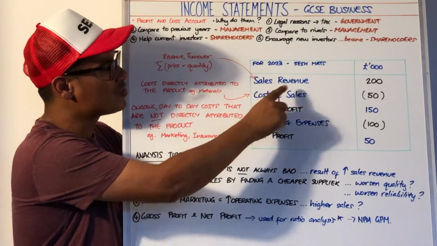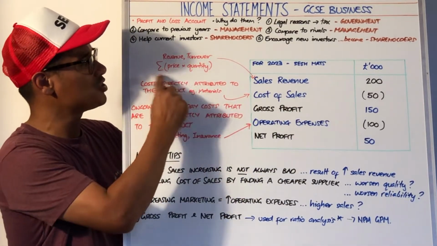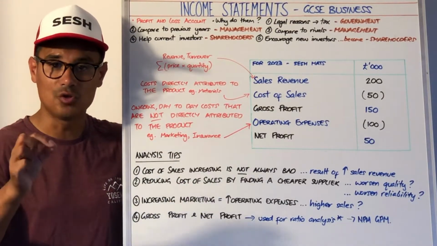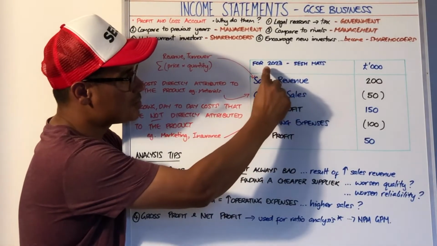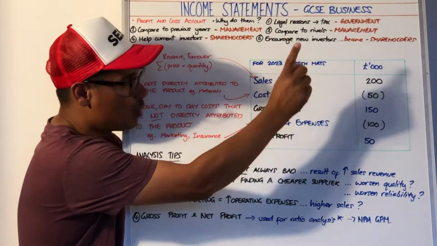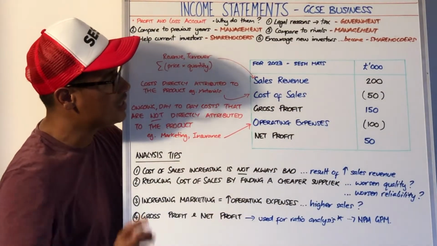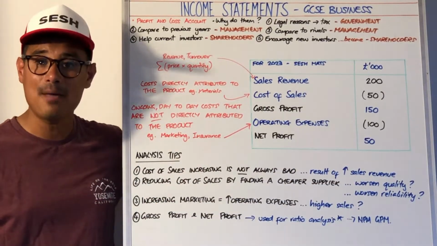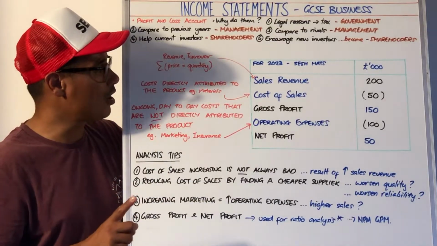So the first thing is sales revenue will always be at the top. Sales revenue might be called revenue or turnover, and that's just the sum of all of the products, when you take the price times the quantity sold for each of those products. Sales revenue for this business, 2023 Sesh Hats, is 200. That's £200,000. Note you see 000, that means thousands. It might say M, that means millions. So it's worth checking that out because you don't want to drop a silly mark there.